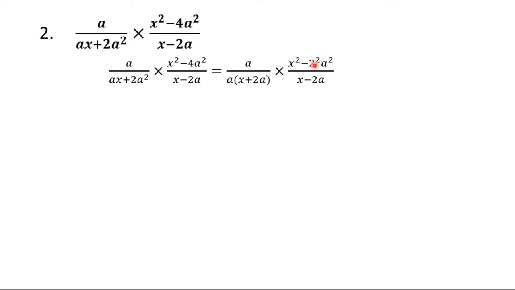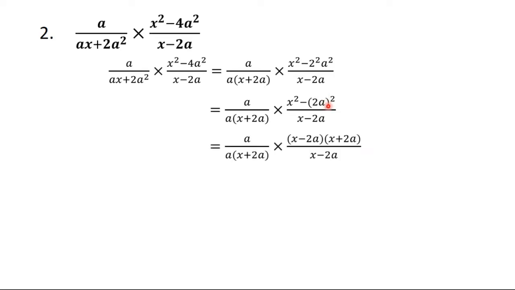Now immediately we change 4 to 2 squared. We can write this as a over a into bracket s plus 2a times x minus 2a all squared over s minus a. Now s minus 2a all squared is a difference of 2 squares. So let's write that in its general form.